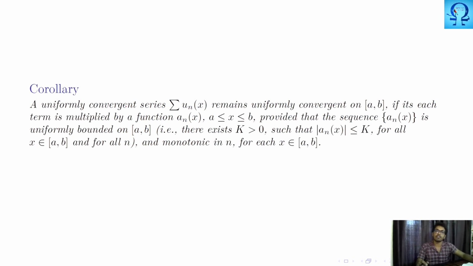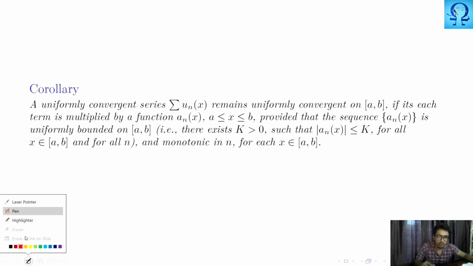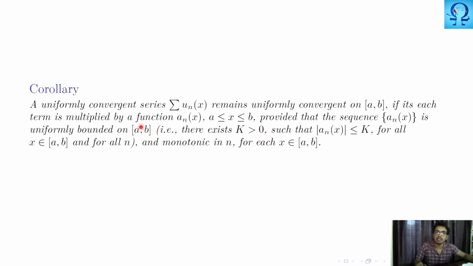Now we have a corollary to this result: a uniformly convergent series summation u_n(x) will remain uniformly convergent, under what scenario? If each term is multiplied by a function a_n(x), provided that the sequence is uniformly bounded. What do we mean by uniformly bounded? For all x in the interval and for all n, we should be able to identify a unique bound.